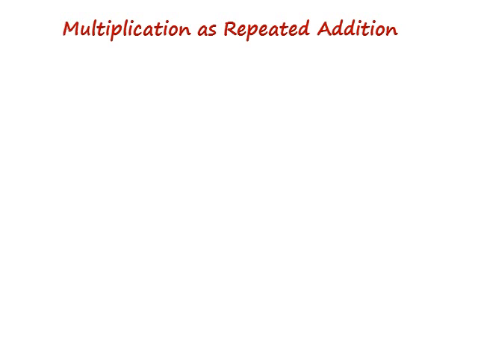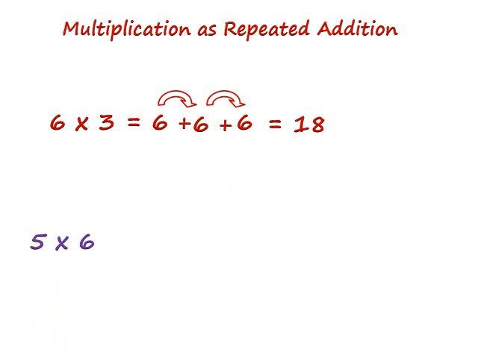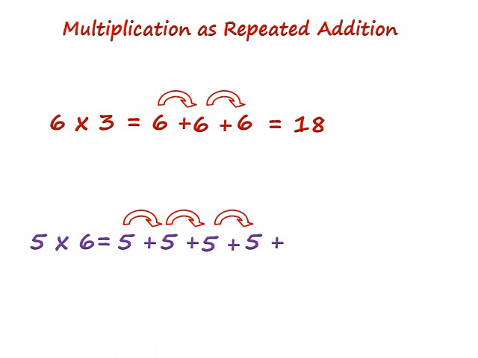Okay, another example for multiplication as repeated addition. Let's try this one. 6 times 3, and that is equal to 6 plus 6 plus 6. That is adding 6 three times, and that will be 18. Okay, what about this one? 5 times 6, that is just equal to 5 plus 5 plus 5 plus 5 plus 5 plus 5, or adding 5 six times, and that will be equal to 30.